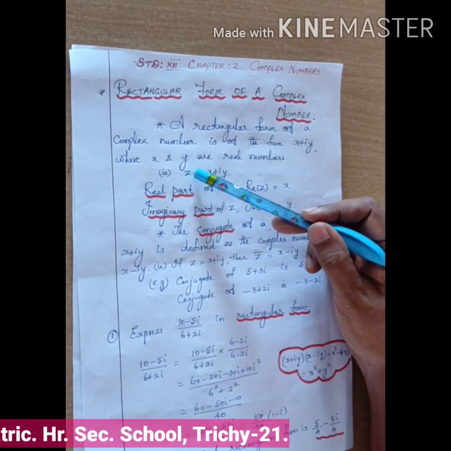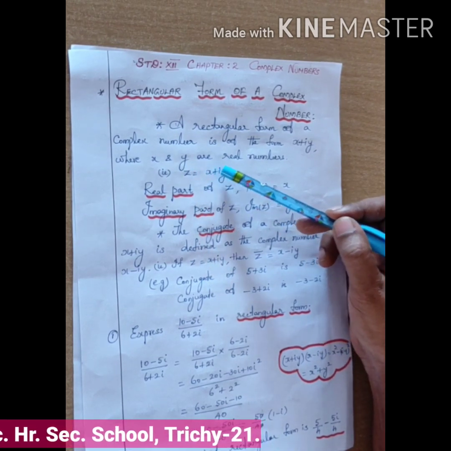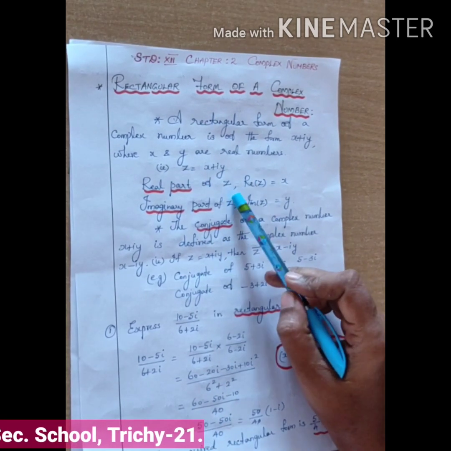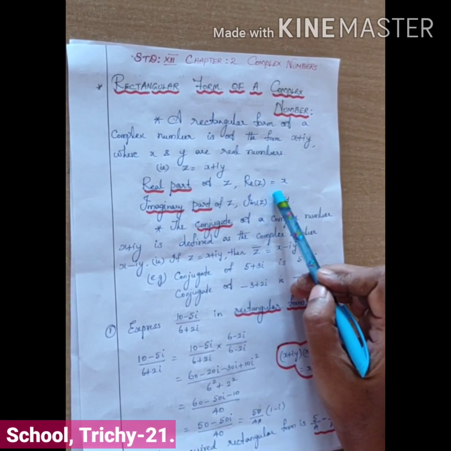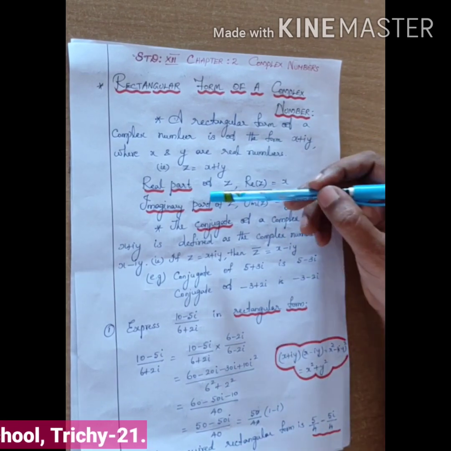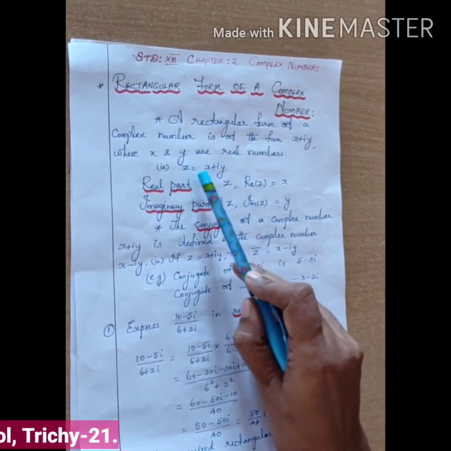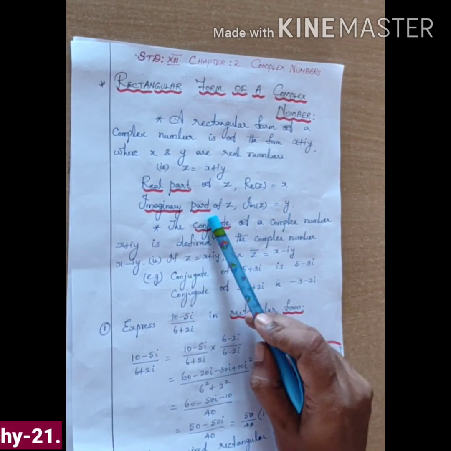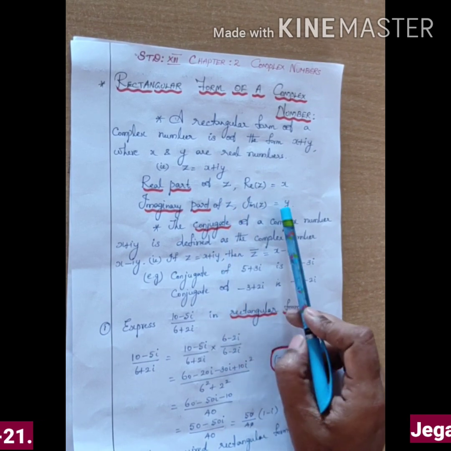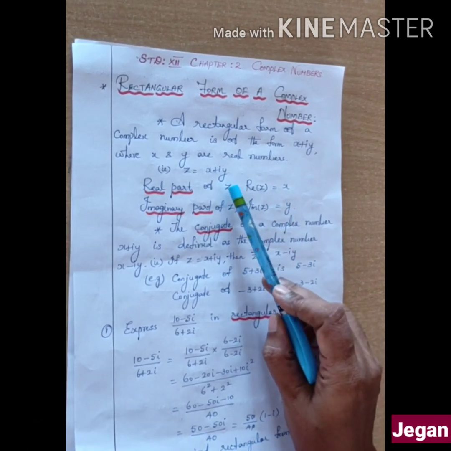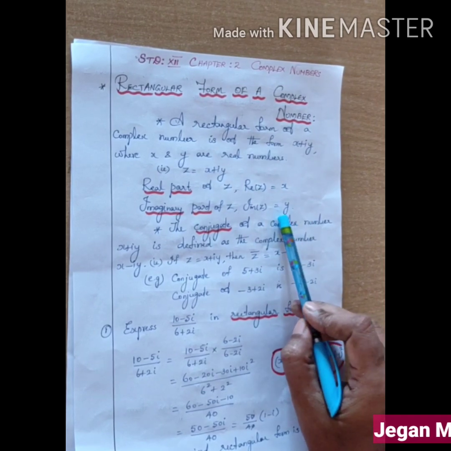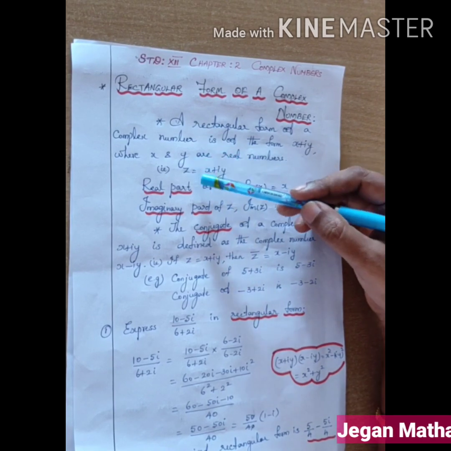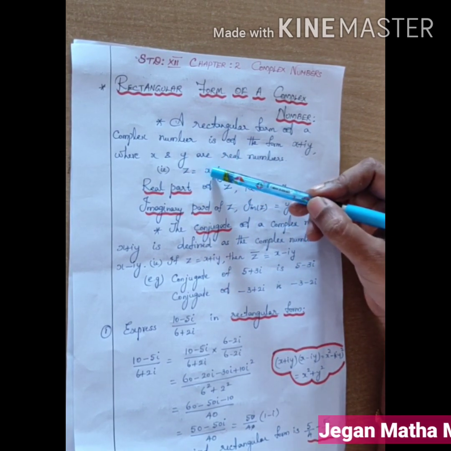From the complex number z is equal to x plus iy, we can write the real part of this complex number z, real part of z equal to x. Imaginary part of z, imaginary part of this complex number z equal to y. When you are writing the imaginary part, you have to write only the corresponding value of y. You should not write i along with that. So the rectangular form of a complex number is z is equal to x plus iy.